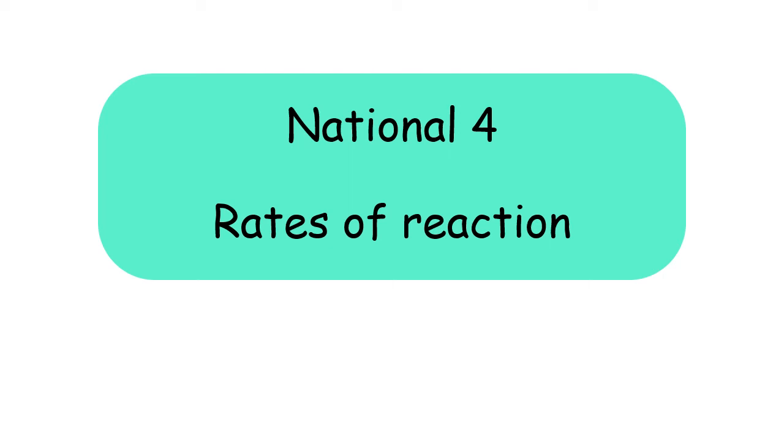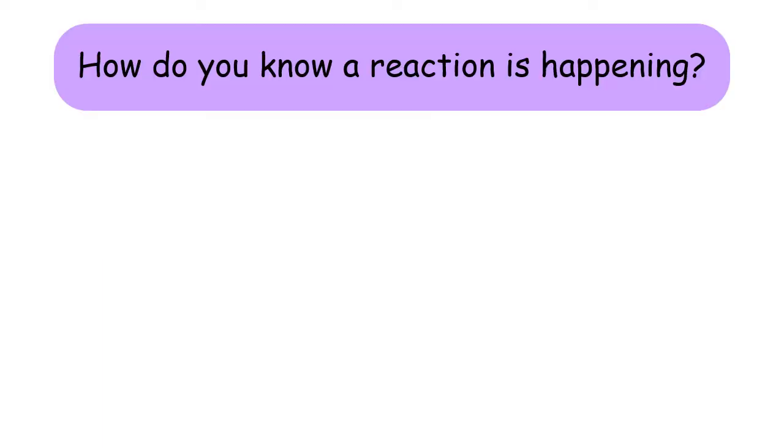So this video is on National 4 Chemistry and we're covering the topic of rates of reaction. So the first thing we need to know are signs that a chemical reaction is happening. How do we know? Well, there are a few obvious ones. If a reaction is producing bubbles or it's fizzing, it's a really good sign that a reaction is happening. The other most obvious one would be if it changes colour. A colour change definitely shows you that a reaction has happened.